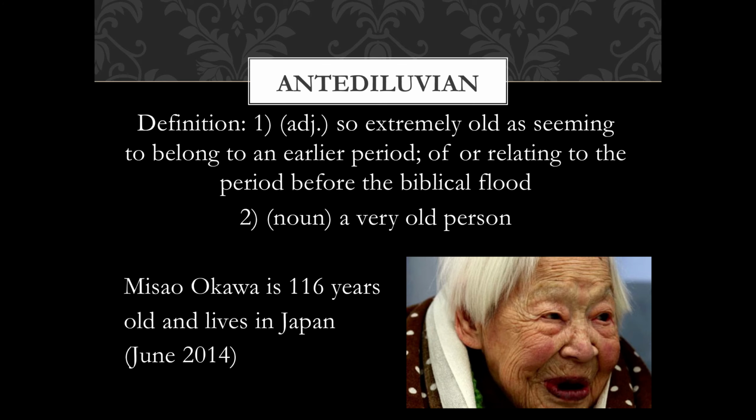Your next word that has two different definitions is antediluvian. And the first meaning is an adjective. And it is so extremely old as seeming to belong to an earlier period or of or relating to the period before the biblical flood. So it would be something you see as exceptionally old-fashioned. And the second is a noun, and it would be describing a very old person.